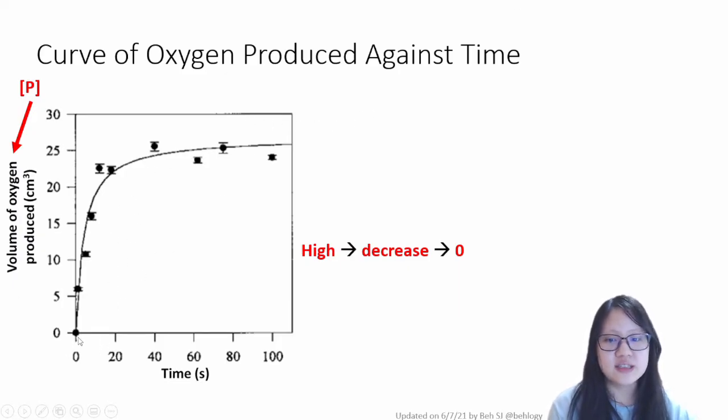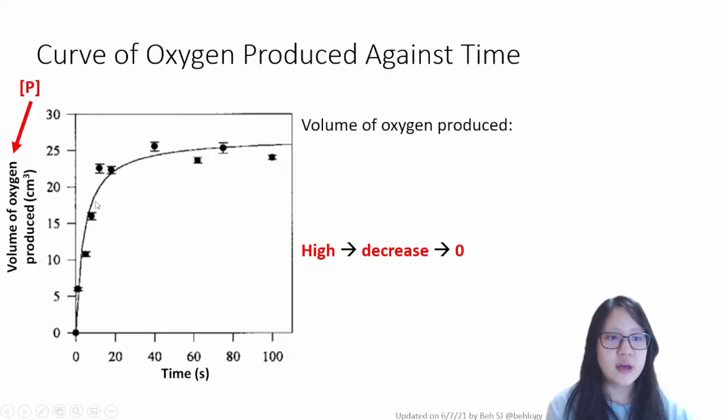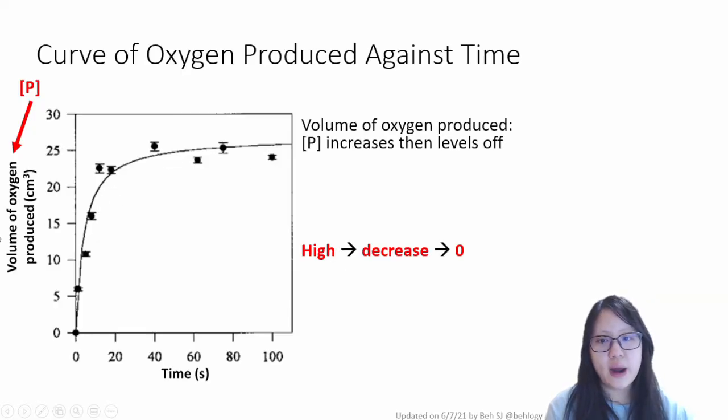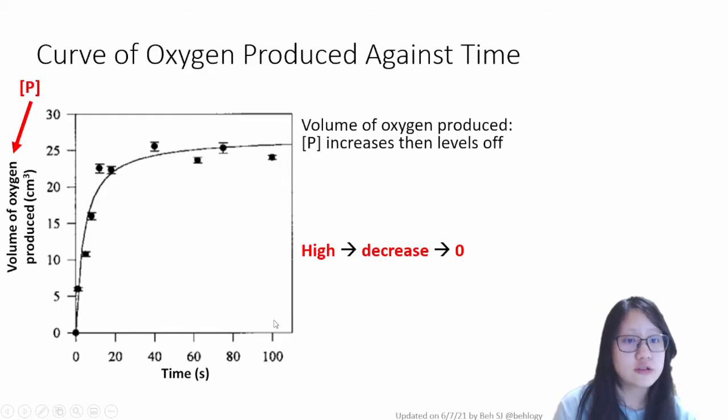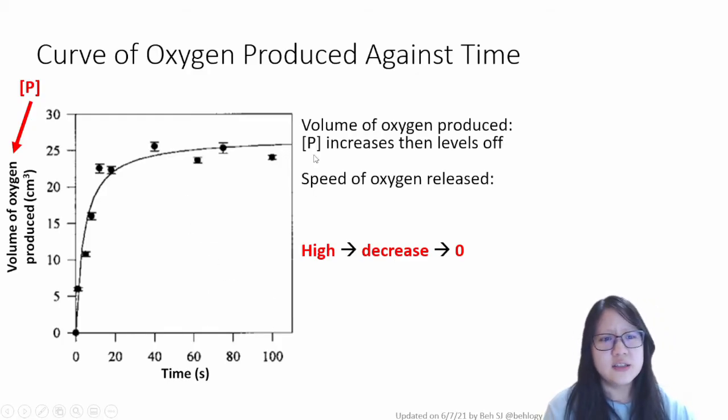So at first nothing, and then it increases rapidly, and then it starts to level off. Now what are we plotting here? On the y-axis is actually the product concentration, because oxygen is our product. So this is product concentration against time, making this a time course graph. So that's volume of oxygen.